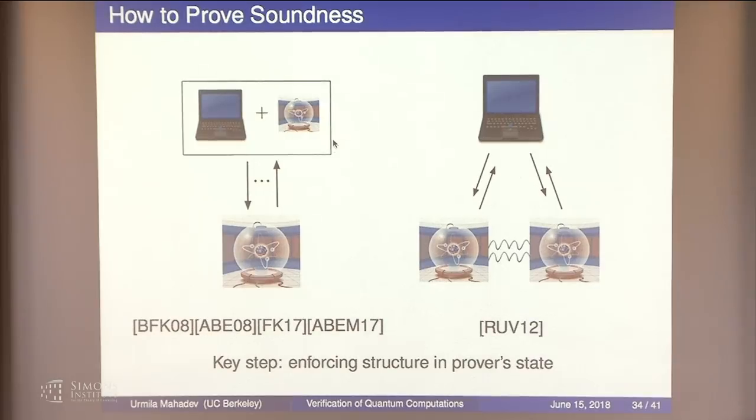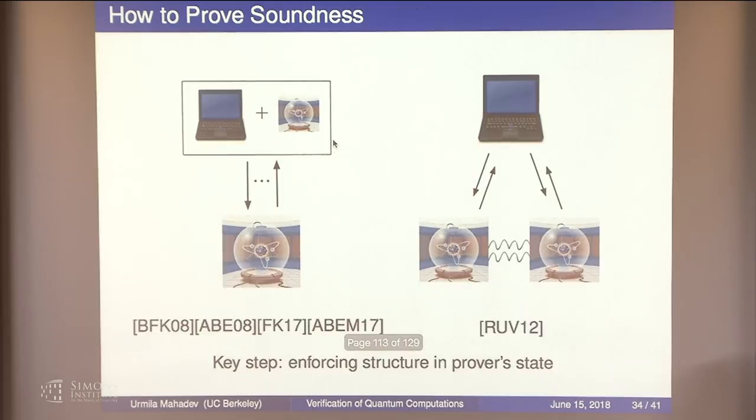Yeah. Okay, so now how to prove soundness. To go into this, I'll talk about the two previous models which I talked about, in which the model was relaxed a little bit. The key step in both of these models was enforcing some structure in the prover state, meaning enforcing that the prover holds a state and then controlling how he uses that state. So I'll first say how that was done and then say roughly how I can do it in my protocol.